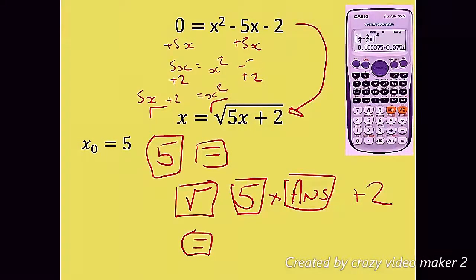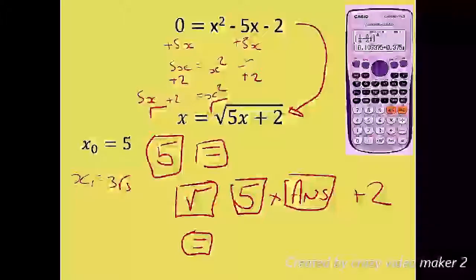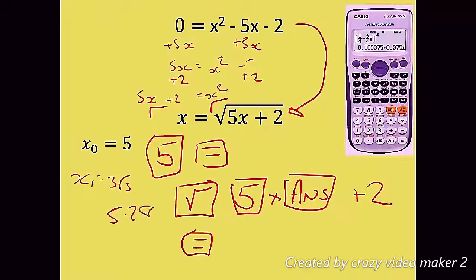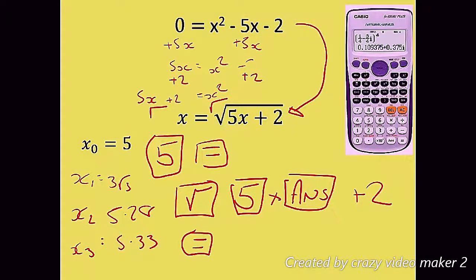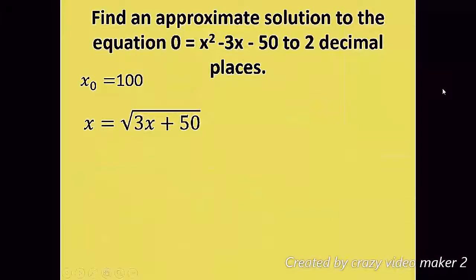So I've got 5, so 5 equals, and then the square root of 5 times my answer plus 2. So I've got 3 root 3 for my first one. And then I've got 5.28 for x2. For x3, I've got 5.33. And I've got 5.35, and 5.36, 5.36, and then you reckon the answer is 5.36. And remember, it is rounded, so if you put it back into the original equation, you shouldn't get a 0, but you should get roughly 0.